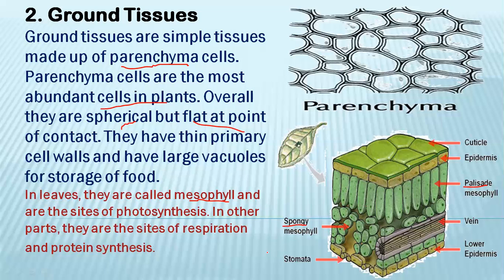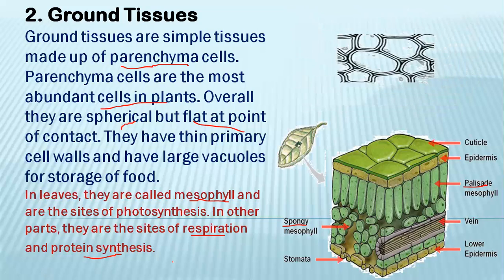So they are the site of respiration. No, sorry, they are the sites of photosynthesis. But in plants, parenchyma cells are also performing very basic functions of respiration and protein synthesis as well, because they do have mitochondria in large amount as well as ribosomes in large amount for protein synthesis.